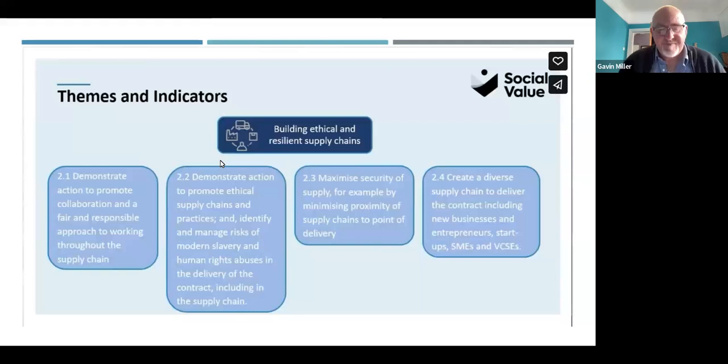So up till now, while I've been giving this talk, I've talked about modern slavery prevention. I've talked about it being a good and ethical thing for businesses to get involved in. We've then moved on to talk about how it's just good business sense to think about modern slavery preventative work that can be done. I now want to talk about where the government has introduced a bit of a carrot and stick.